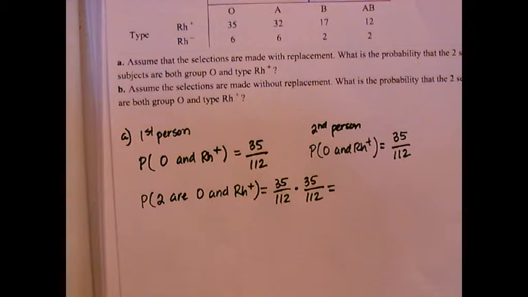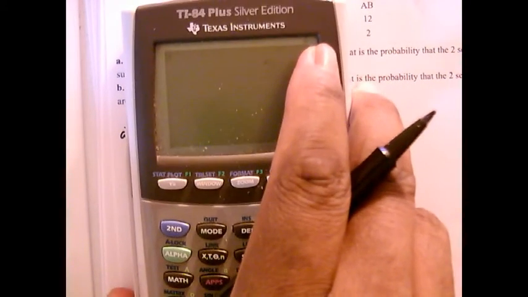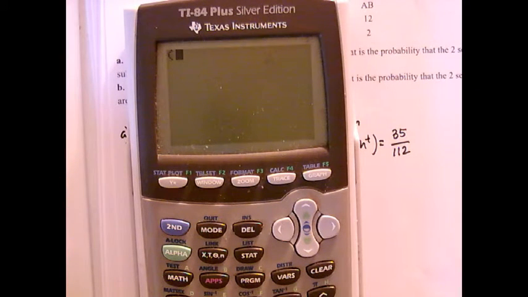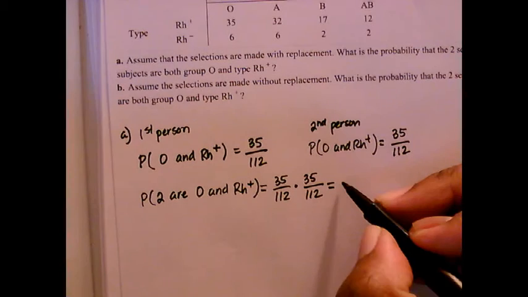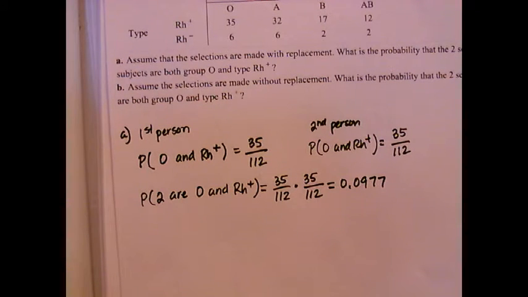And we're going to round our decimal value to four decimal places. I'm going to show you how to enter that into the calculator. So here, I'm going to use left parentheses, 35 divided by 112, close parentheses, times, open parentheses, 35 divided by 112, close parentheses. And then hit enter. And let's say to four decimal places, that would be 0.0977. Okay. So the probability that two selected subjects are both group O and type Rh plus will be 0.0977. Okay, so that's part A, which is with replacement.